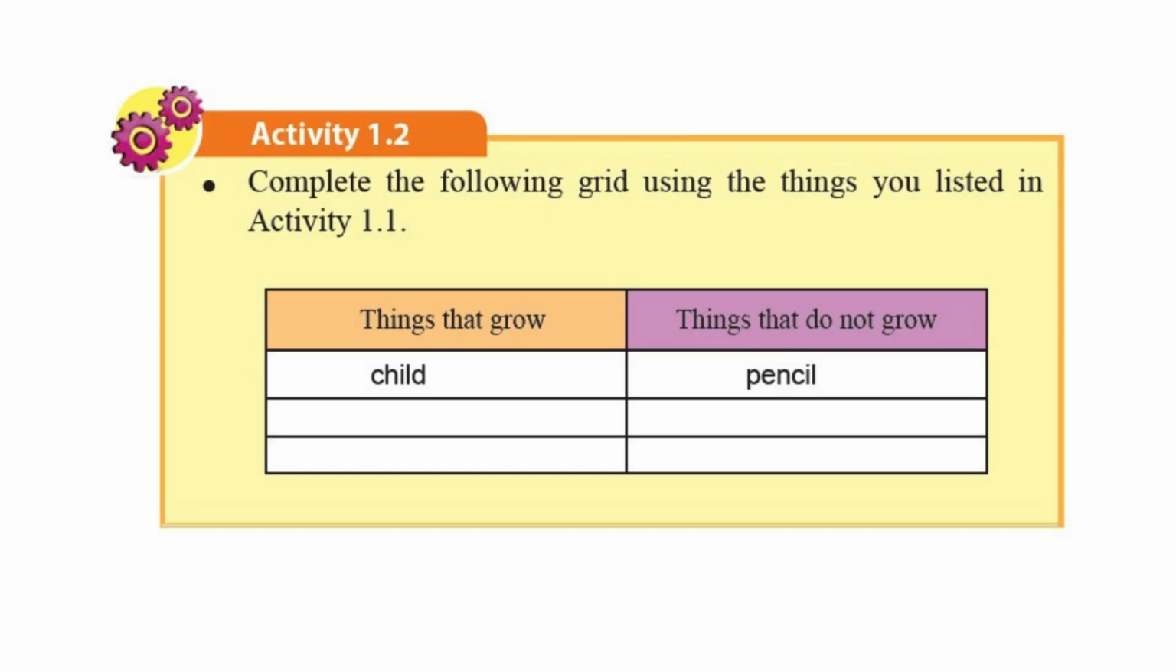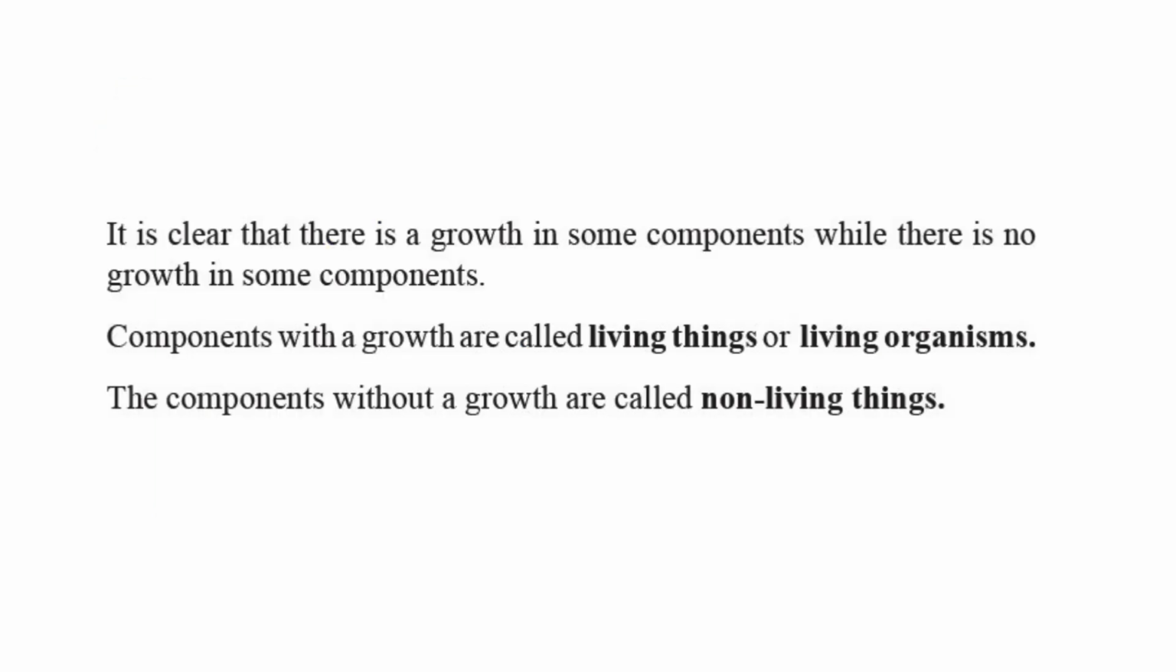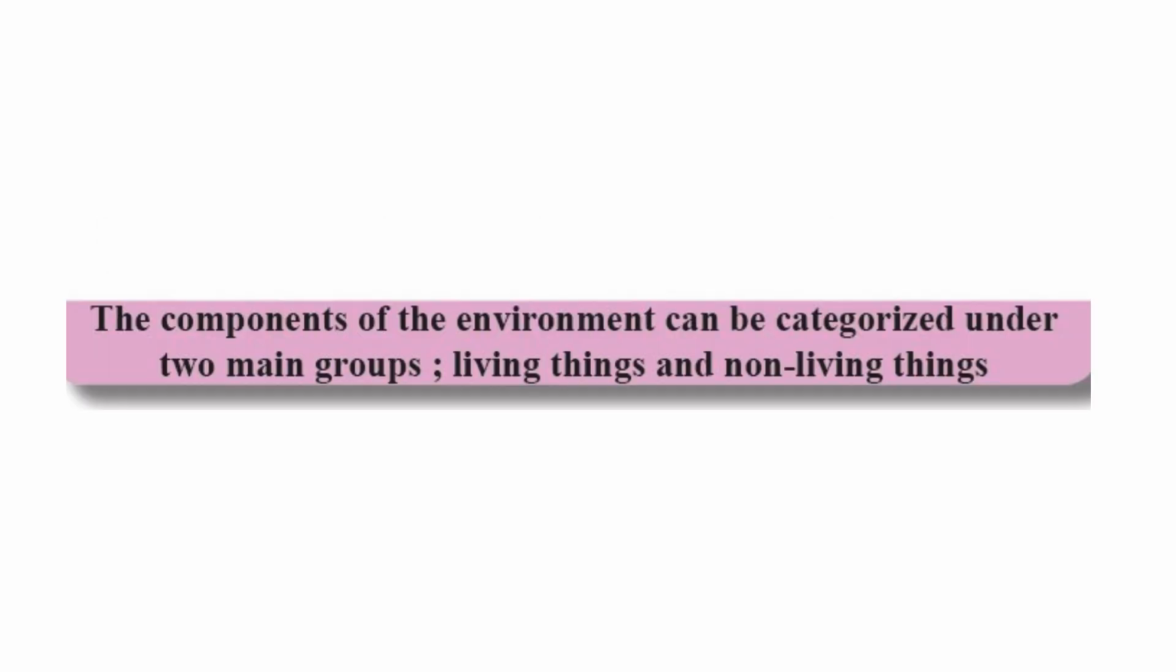Activity: complete the following grid using the things you listed in the activity. Things that grow: child; things that do not grow: pencil. It is clear that there is a growth in some components while there is no growth in some components. Components with a growth are called living things or living organisms. The components without a growth are called non-living things. The components of the environment can be categorized under two main groups, living things and non-living things.